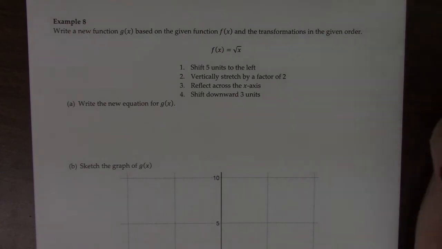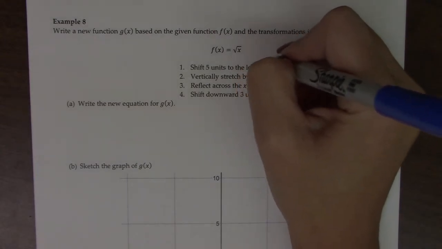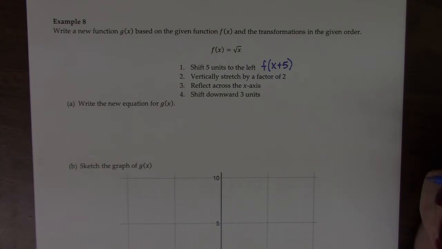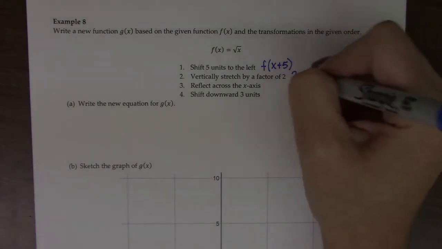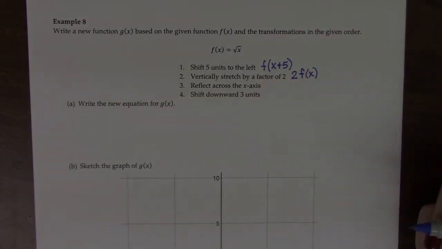So before I actually write the equation, let's write the appropriate moves we should be making with each of these. If I want to shift any function f of x 5 units to the left, I do that by plugging in x plus 5 inside of it. If I want to vertically stretch it by a factor of 2, I do that by multiplying f of x by 2 on the outside.